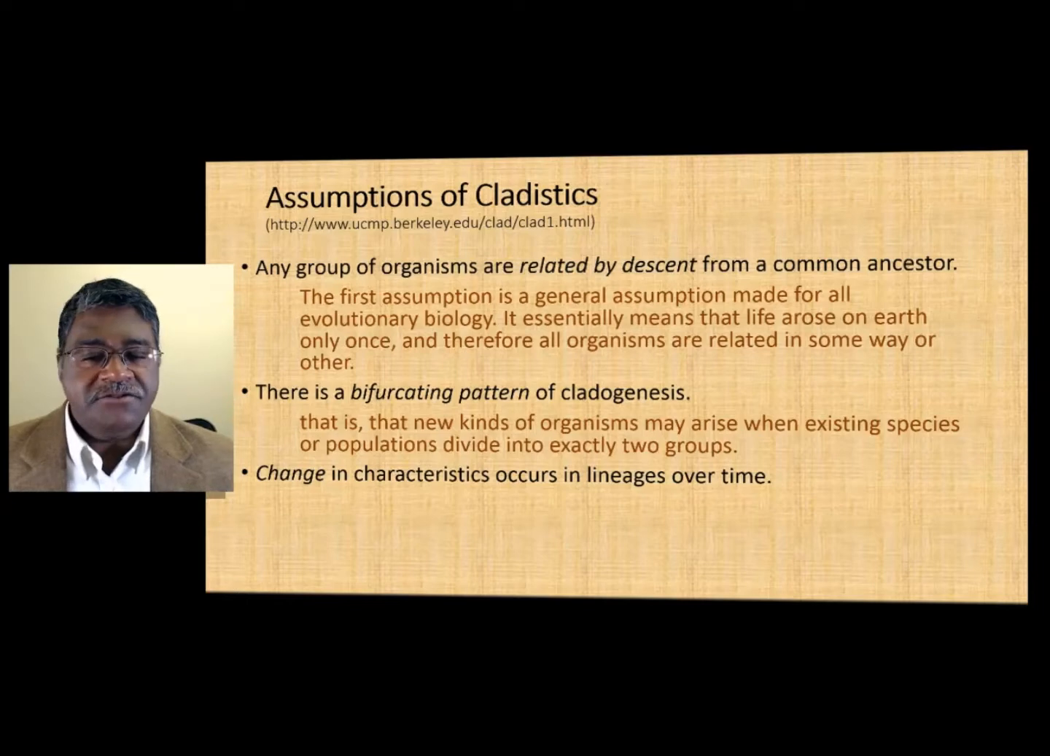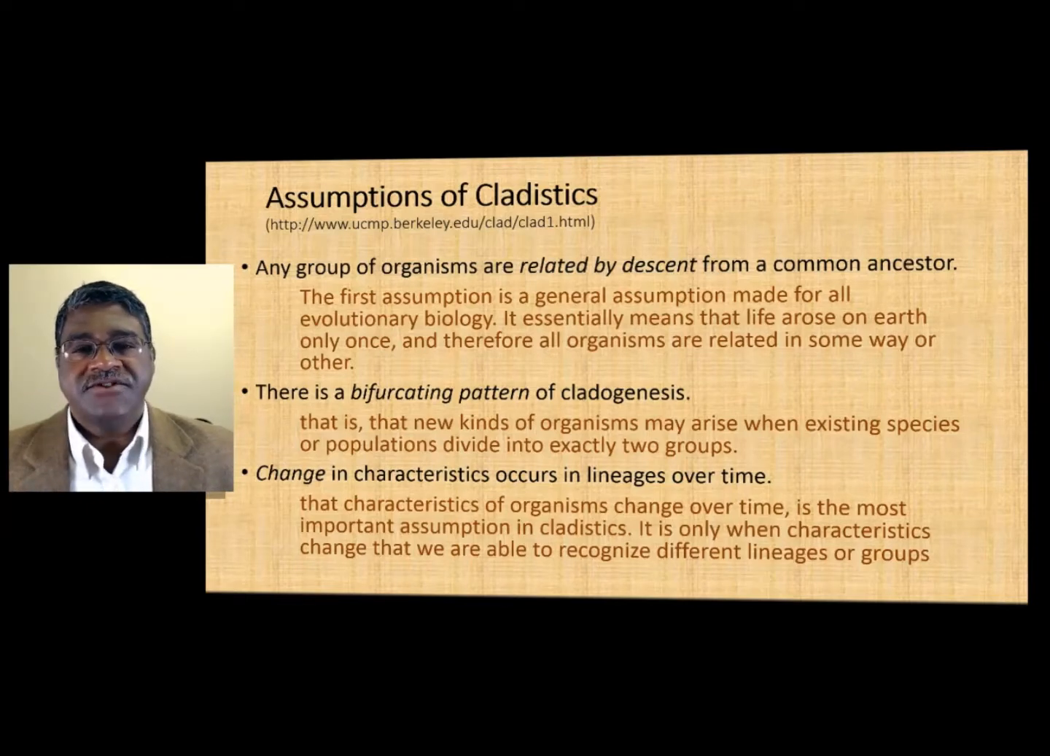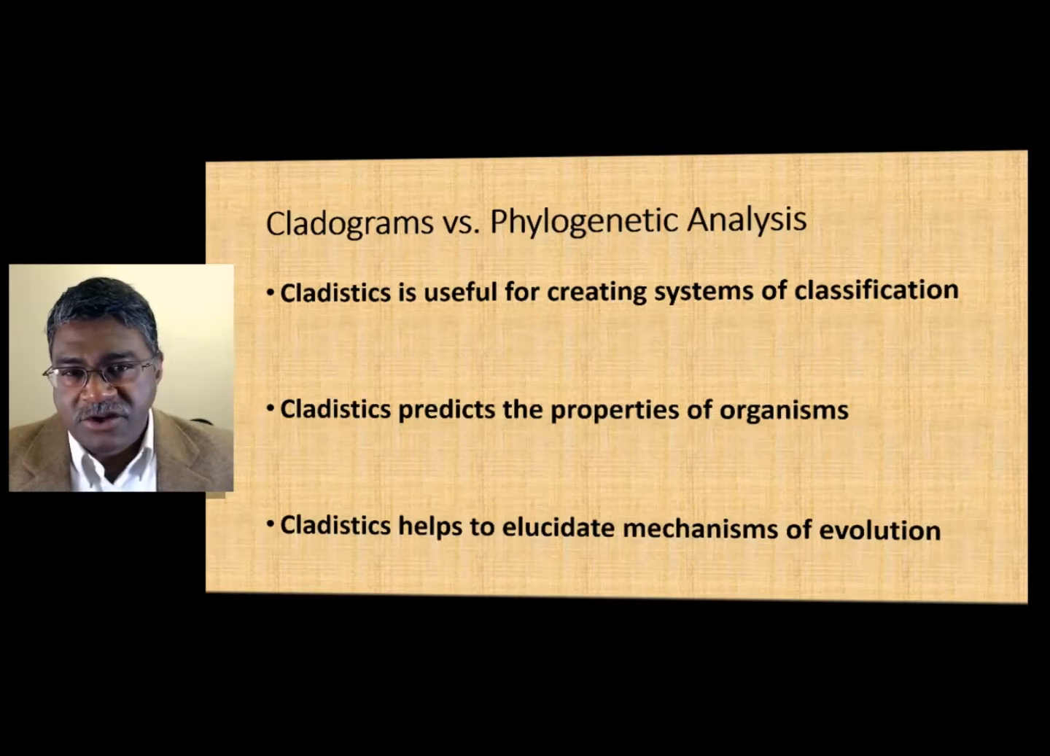And changes in characteristics occur in lineages over time, that the characteristics change over time, and this is really important. And it is only when these characteristics change can we say, oh, we see a split. Okay, we see a split. And let's look at some examples. So the point is, once you understand that there is a split, let's think about cladograms, which is another way of organizing things by evolutionary descent, just like phylogenetic analysis. But there are some differences.